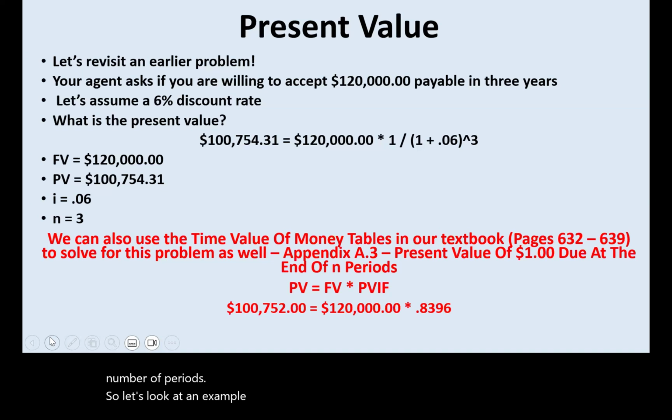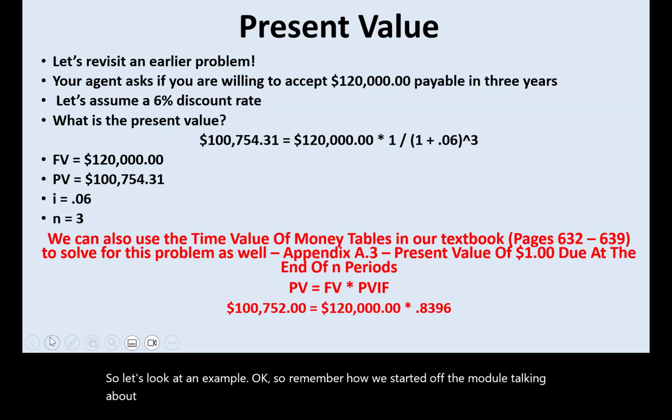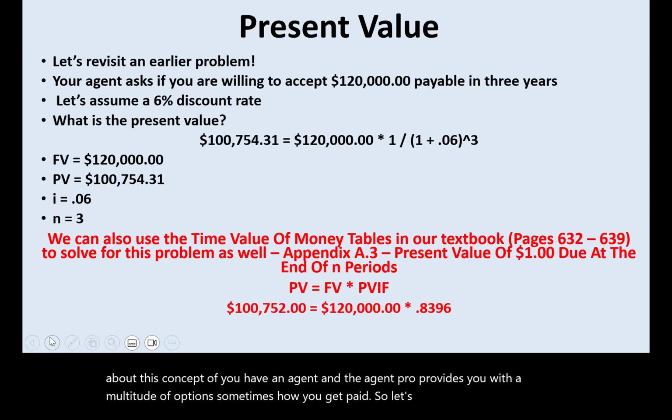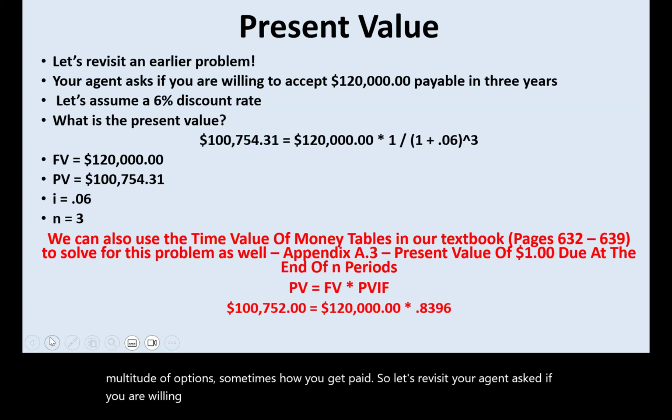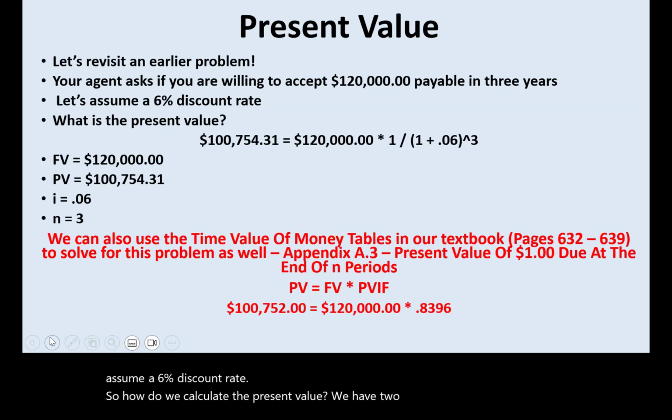Remember how we started off the module talking about the concept of you have an agent, and the agent provides you with a multitude of options in terms of how you get paid. So let's revisit it. Your agent asks if you are willing to accept $120,000 payable in 3 years. For arguments of this example, let's assume a 6% discount rate. So how do we calculate the present value? We have two options here. We can use the formula or we can use the charts. So let's do both.